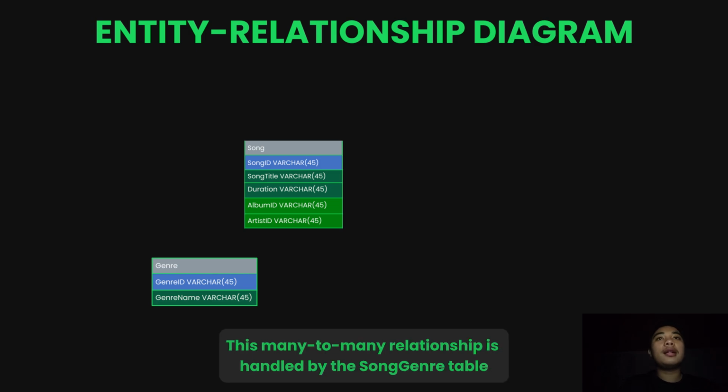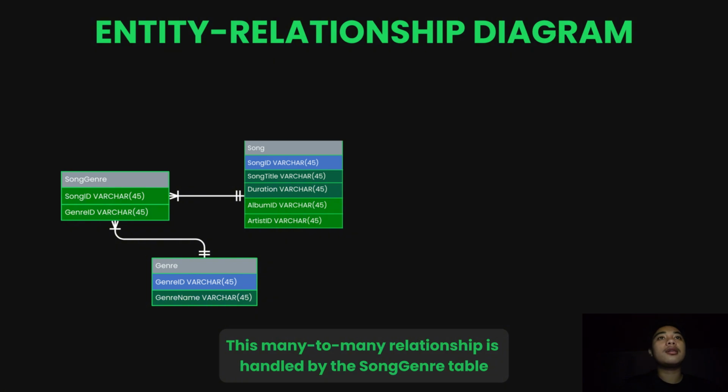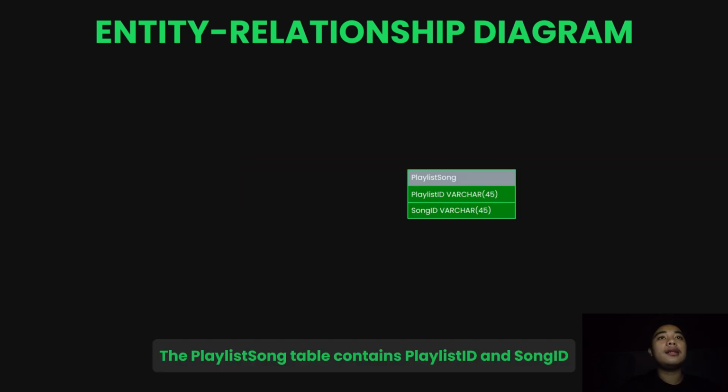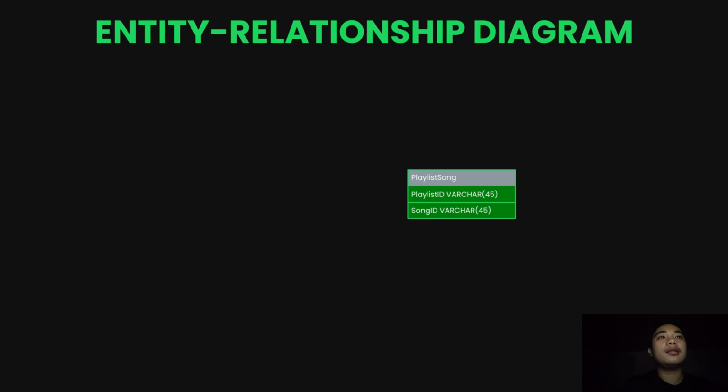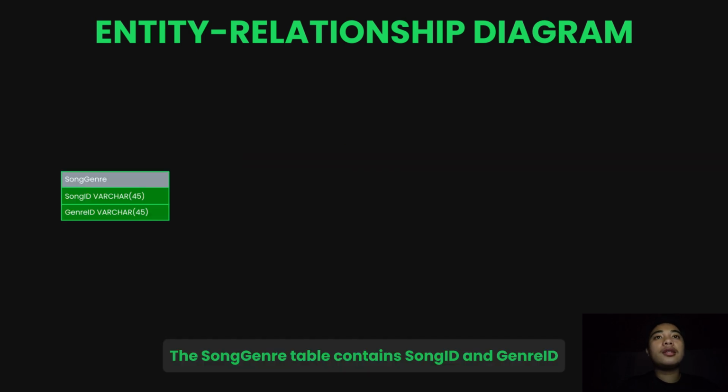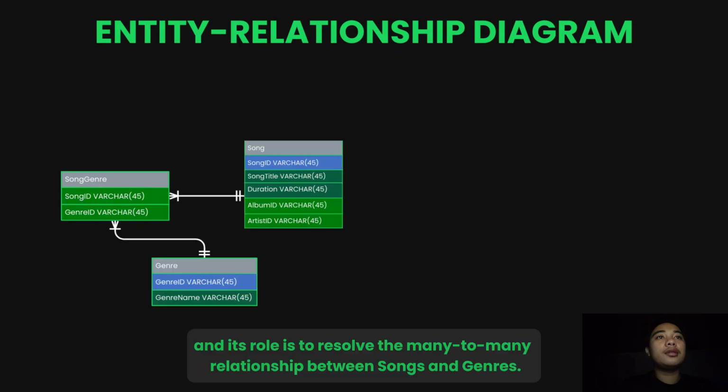This many-to-many relationship is handled by the song genre table, which links to song and genres without duplicating data. The playlist song table contains playlist ID and song ID, and its role is to resolve the many-to-many relationship between playlist and songs. The song genre table contains song ID and genre ID, and its role is to resolve the many-to-many relationship between song and genres.